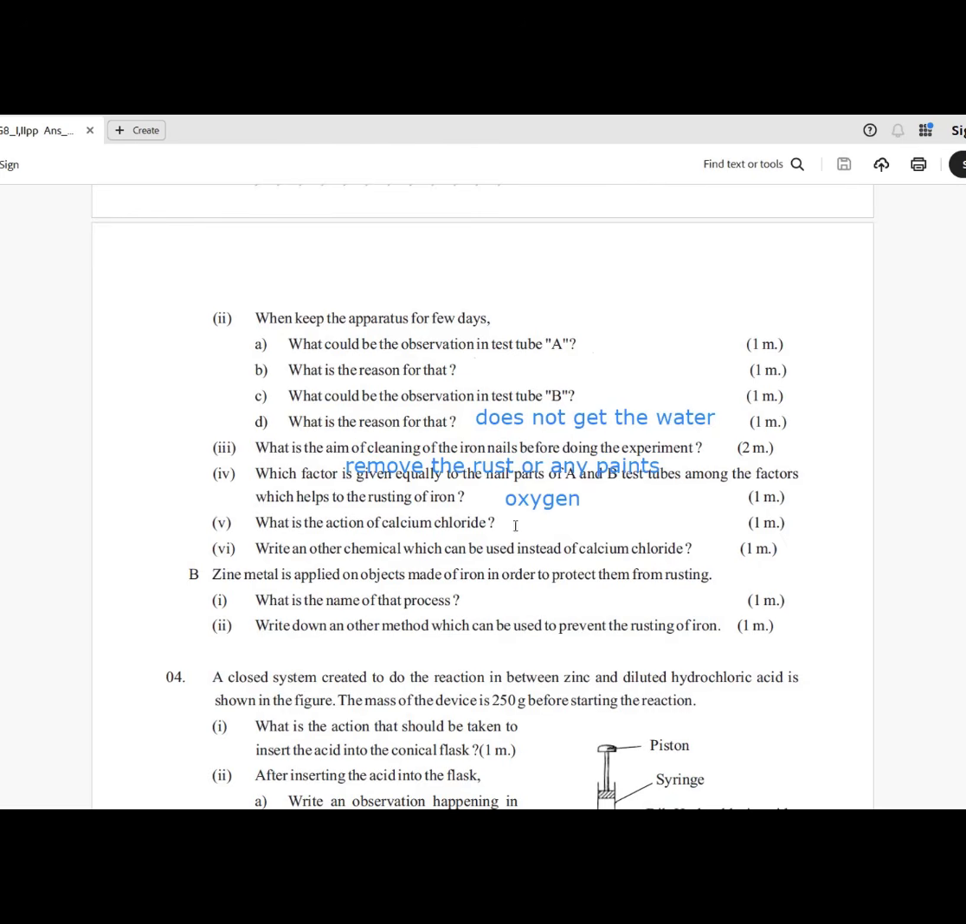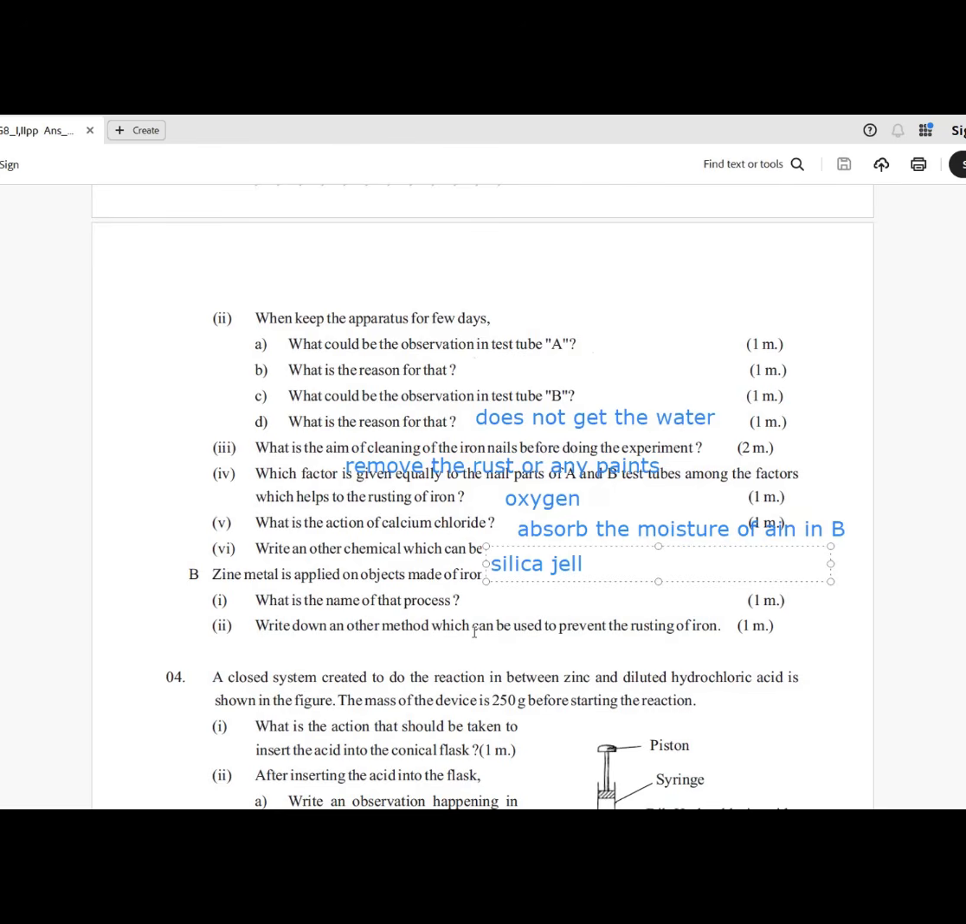What is the action of calcium chloride? Absorb the moisture of the air in B. Right? Another chemical which can be used instead of calcium chloride. We can write silica gel.